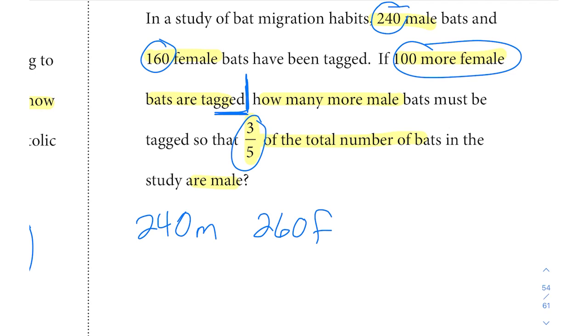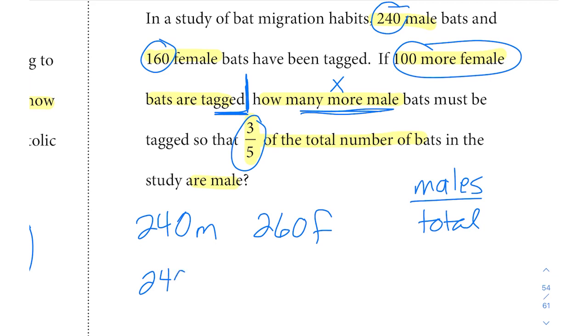And then let's see how many more male bats must be tagged. So we're going to be adding a certain amount to the males. We want 3/5 of the total to be males. So this as a ratio is going to be males over our total. All right, and we're adding some number of males. We don't know how many, right? So we're going to treat that as our variable. We're going to call that x.